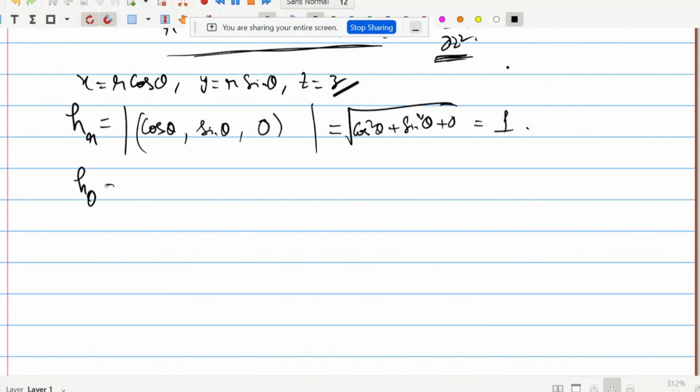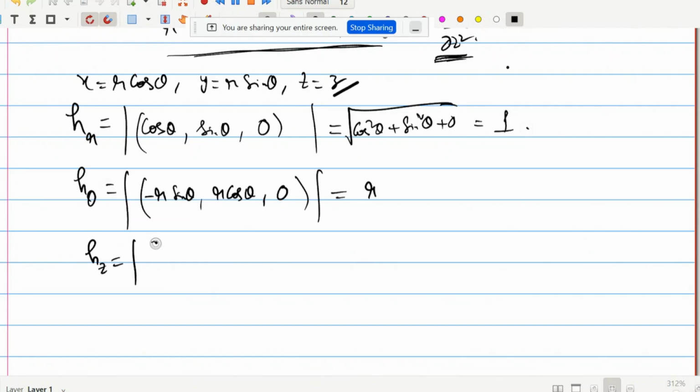Similarly, h theta. What is h theta? It's the modulus of this vector. What is the vector that you get with respect to theta? You calculate. It is r sin theta and r cos theta. This is 0, so it will come as r. Similarly, hz: this is 0, 0, 1. You have to calculate this.